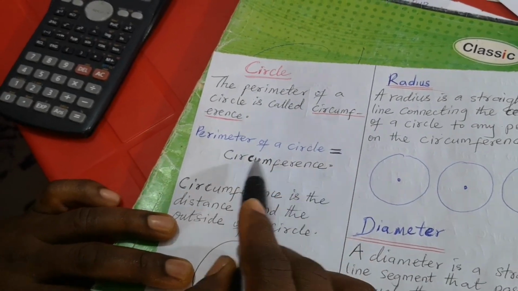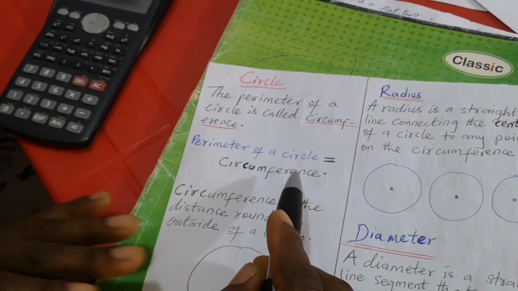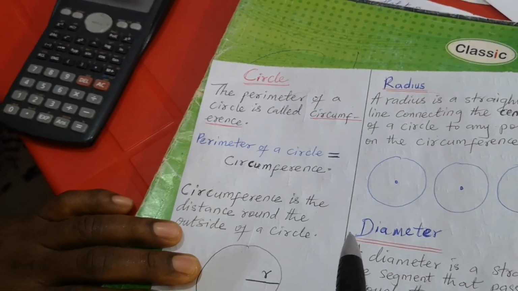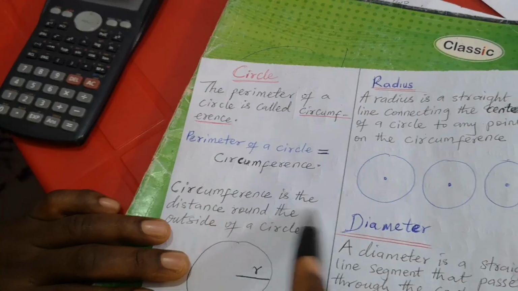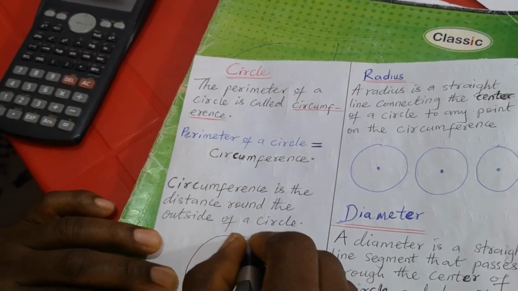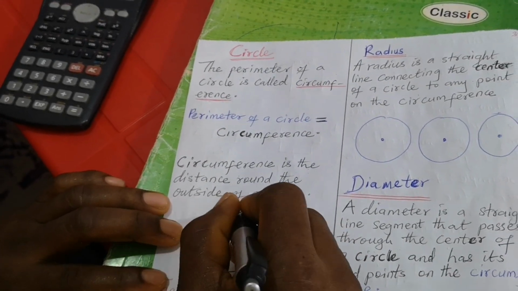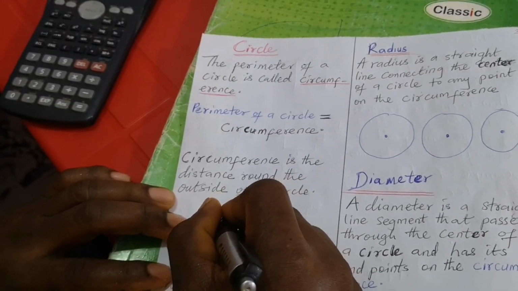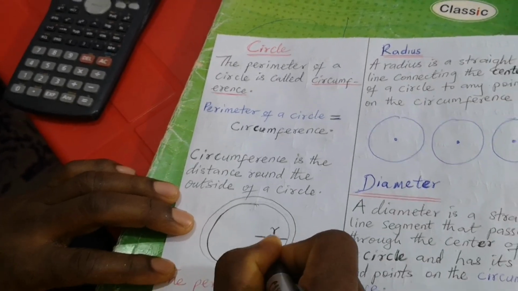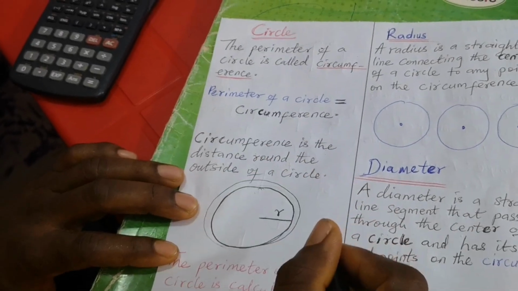Now, perimeter of a circle is also equal to what? Circumference. Circumference is the distance round the outside of a circle. So the distance round the outside of a circle is what we call circumference.